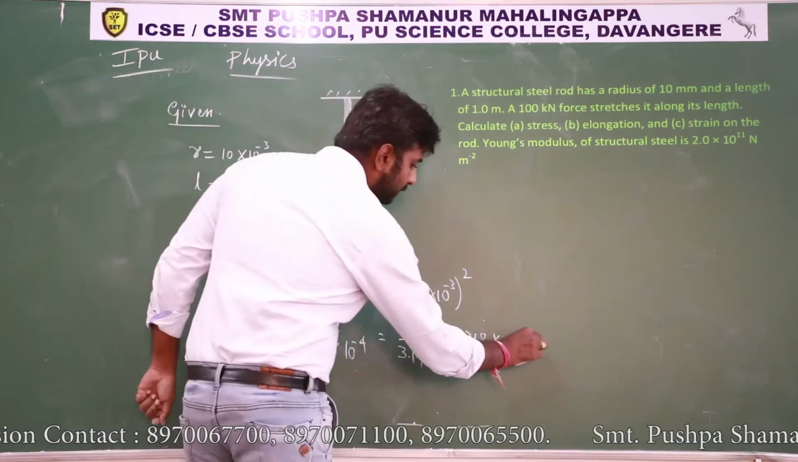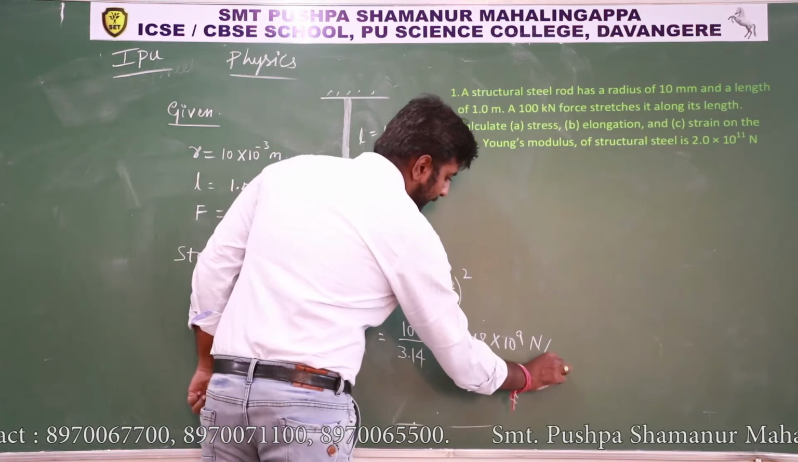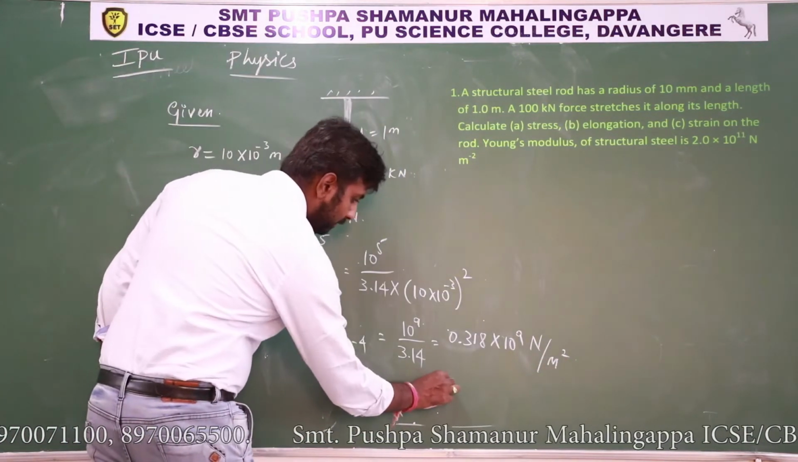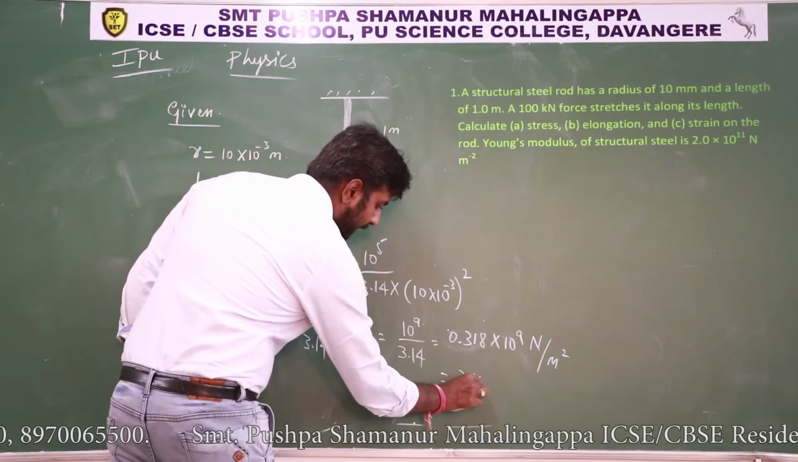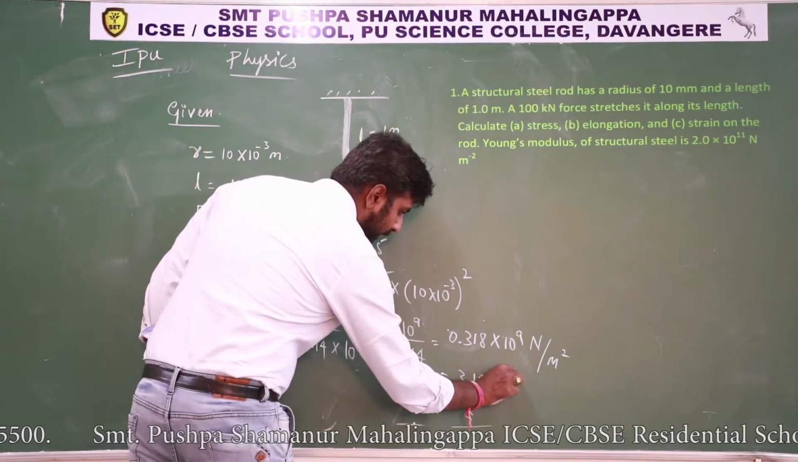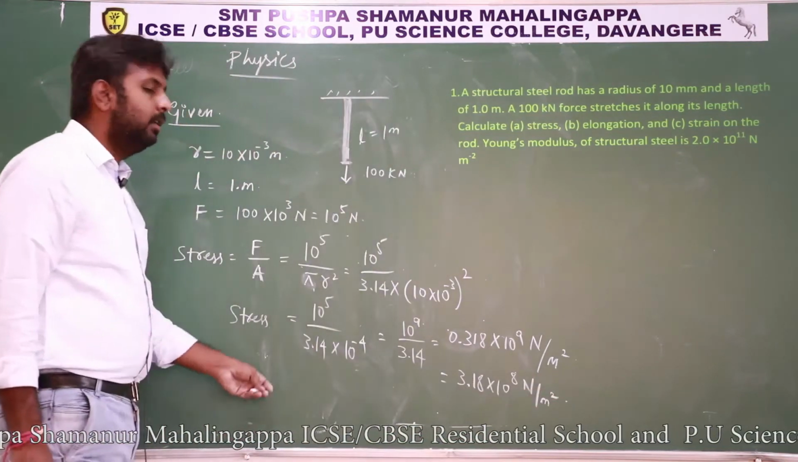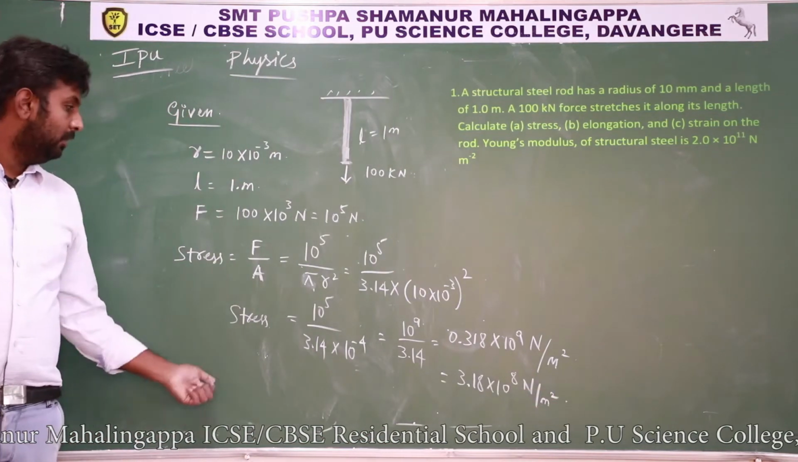What are its units? Newton per meter square, right? Or you can write it as 3.18 into 10 to the power 8 Newton per meter square. This is the answer.